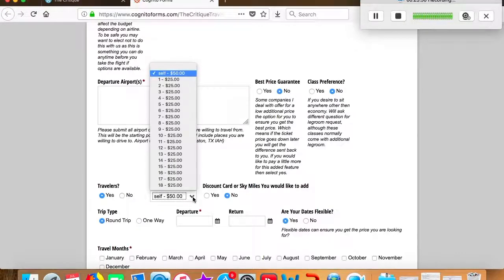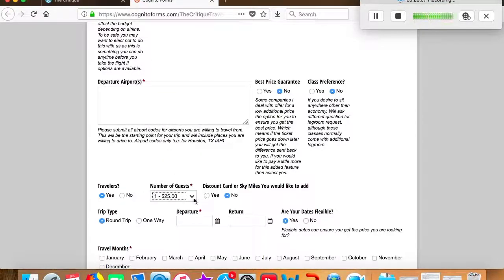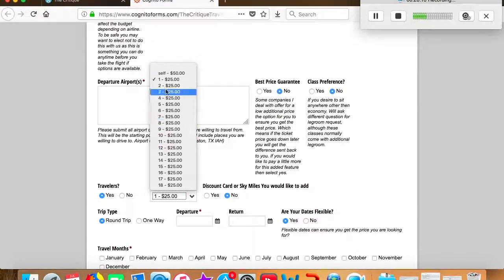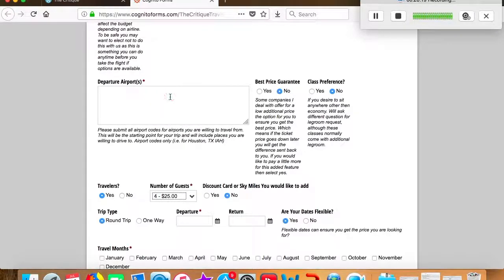Okay, now, number of guests. This is where, again, as you see, if it's an extra person, you just keep clicking for however many people. So if you're telling me it's 4 people, it's 4 people at $25 per person. The first person is $50, and then the next 3 people are $25 per person. And don't worry, this bid is not the one that you pay the booking fee for.